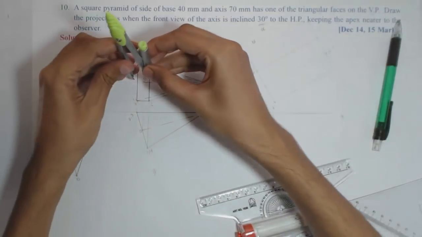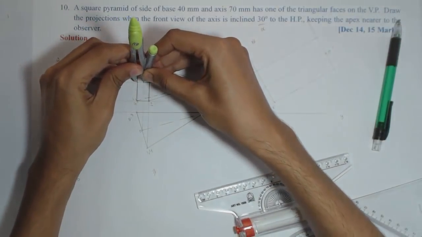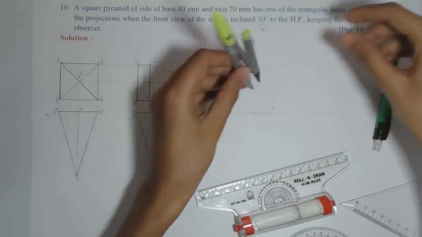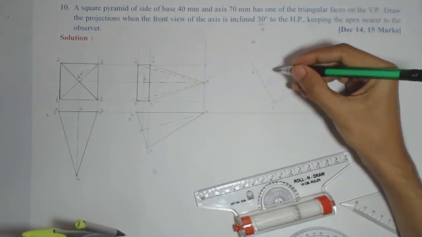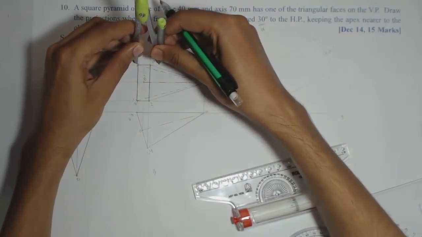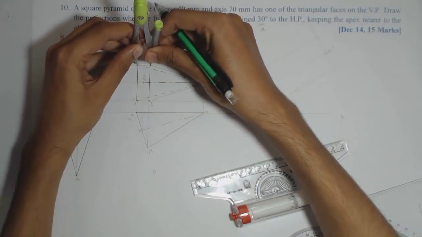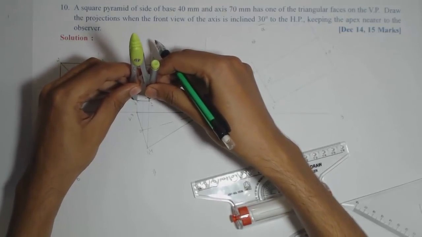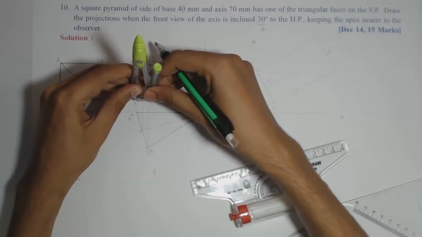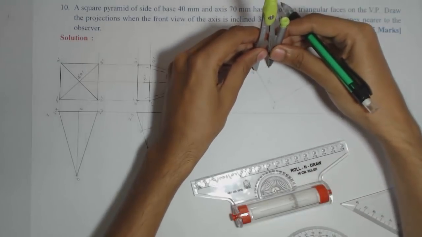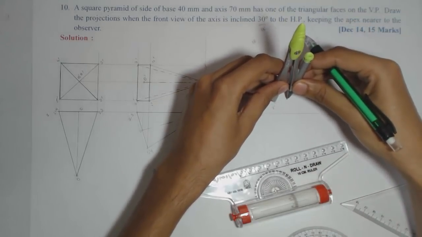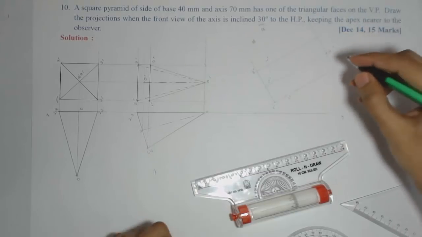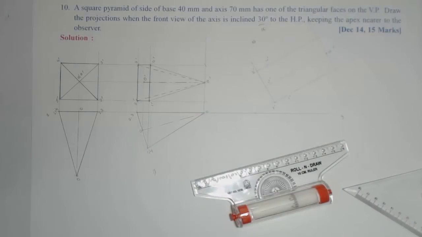Now to mark the center of the base O dash, I'll take this distance and will mark O dash, which is center of base. Now to mark 3 dash, 4 dash, we'll take distance from 3 dash, then same distance we will get from 2 dash for 1 dash. So we'll mark those 2 points, 4 dash and 1 dash. So this will be 4 dash, this will be 1 dash.